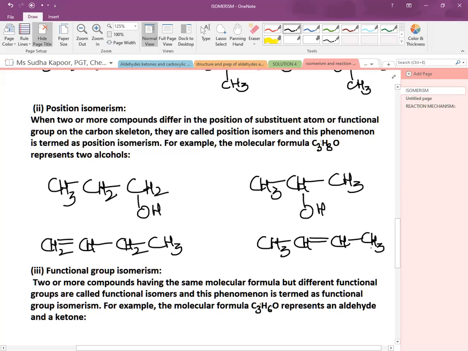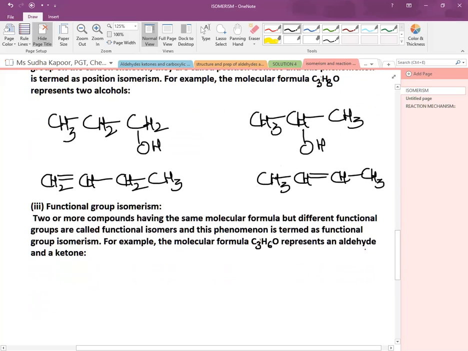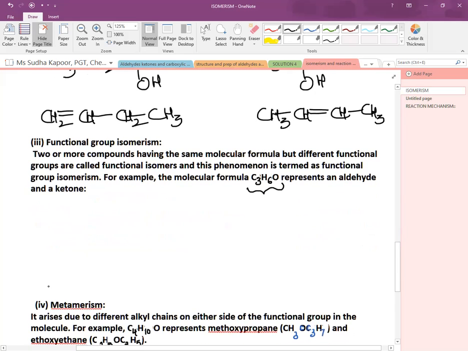Now coming to the third category, functional isomerism. In functional group isomerism, two or more compounds having the same molecular formula but different functional groups are known as functional isomers, and the phenomenon is termed functional isomerism. For example, if we have the molecular formula C3H6O, it can be represented in the form of an aldehyde as well as a ketone.